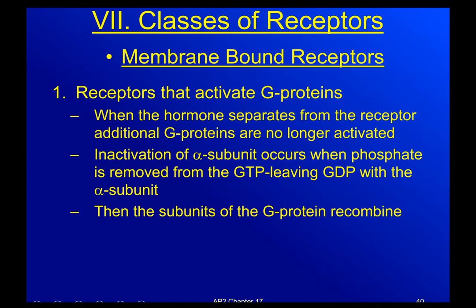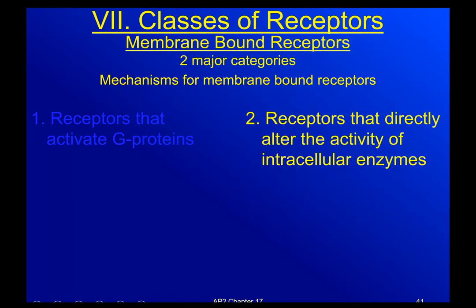Now, let's talk about, let's see. So all this is saying is alpha's working when the G protein's bound to. When the hormone lets go, alpha stops working. That's literally all this is saying, okay? If the hormone goes away, gamma, beta, and alpha come back to their G protein home. So that was receptors that activate G proteins.